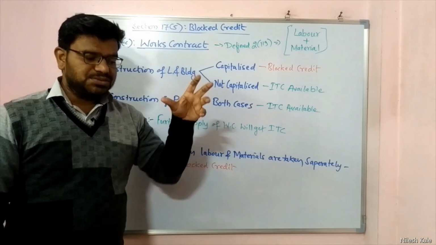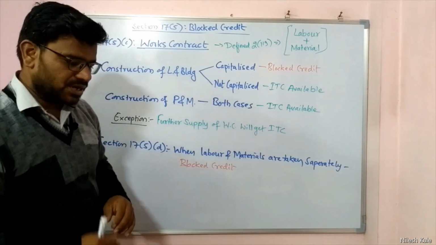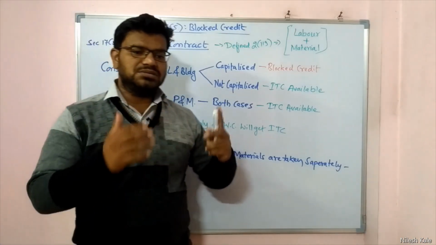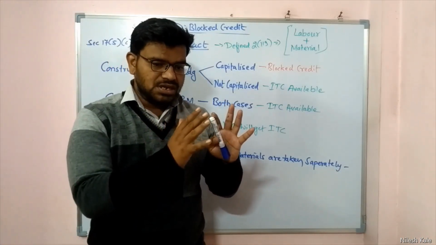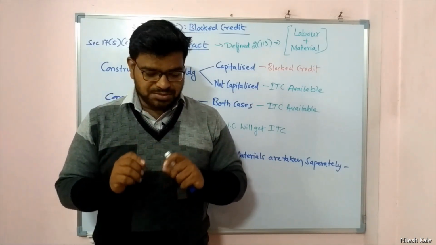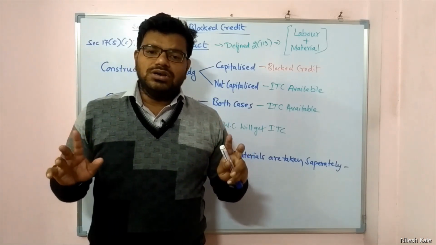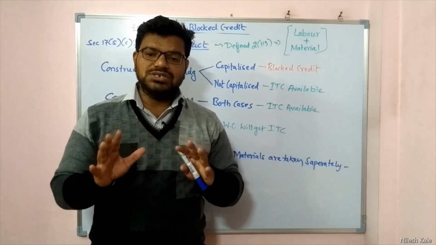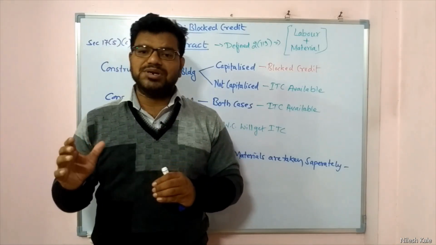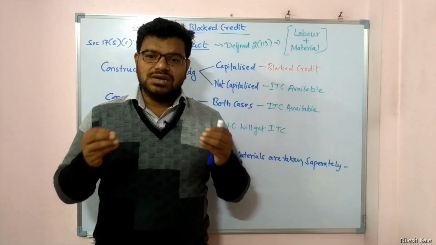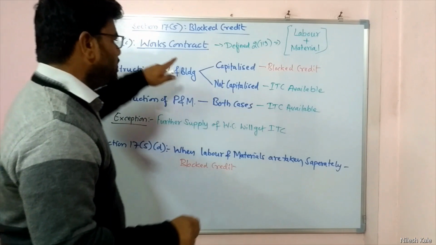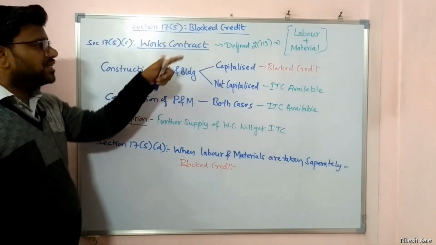Such services are called works contract. Like I have furniture in my office space. I will ask a carpenter, or a person who is specialized in that work, to come to my office and redo all these furniture, polish them and paint if possible. That person comes here and uses his material and makes the furniture nice and new. Whatever service he has given is called a works contract. Now that works contract, is it blocked credit? We will see.